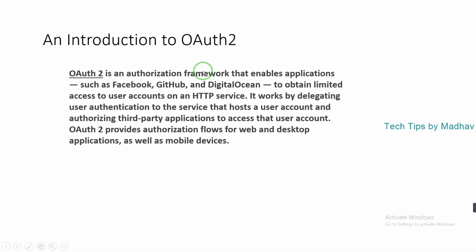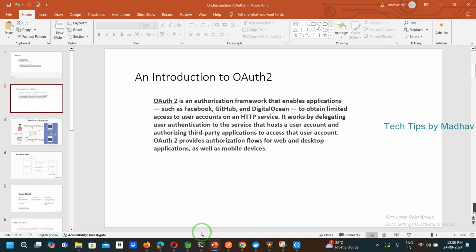So OAuth2 is basically an authorization framework. It helps one application to gain limited access from some other third-party application with the help of the user. So this is how OAuth2 will work. Before going into OAuth terminology, let's try to understand in general how it works.